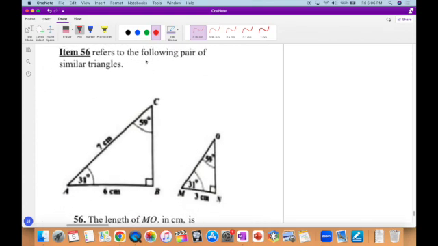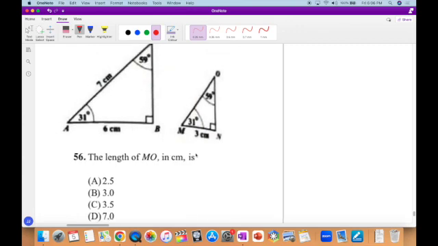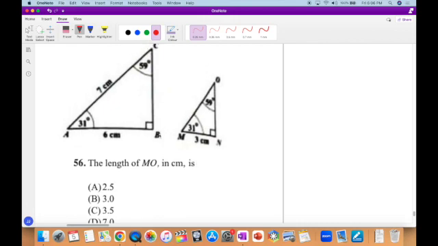refers to the following pair of similar triangles, even though they look kind of bent up. The length of MO in centimeters is MO. Well, since they are similar, we look at this one here. We see 6 divided by 2 will give me 3. So 7 divided by 2 will be 3.5. C.